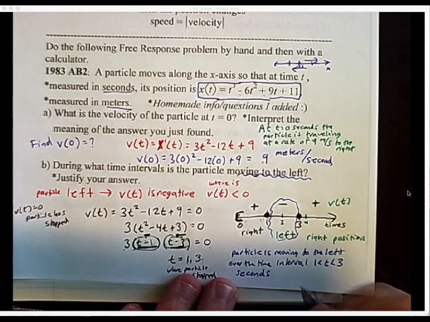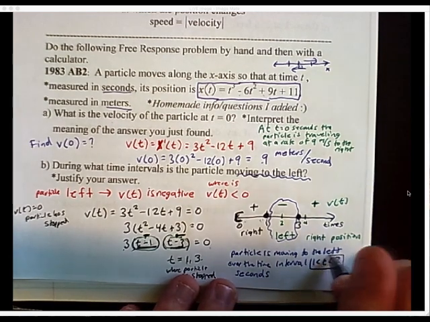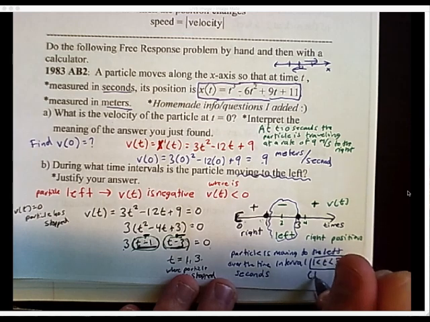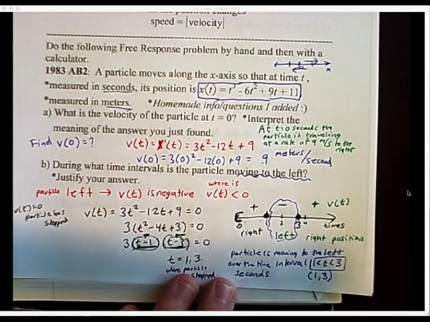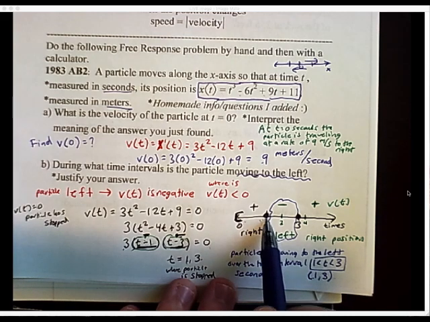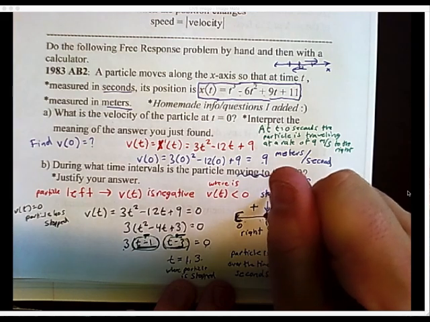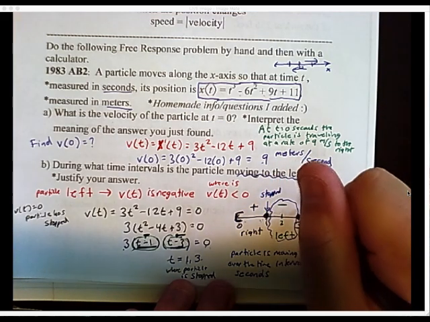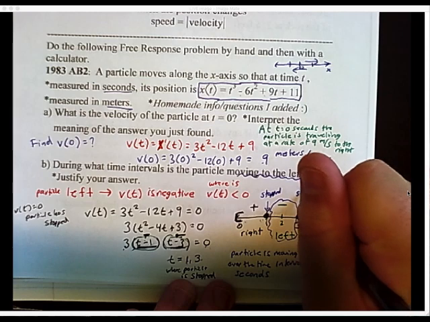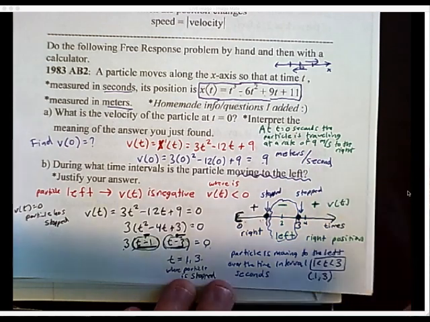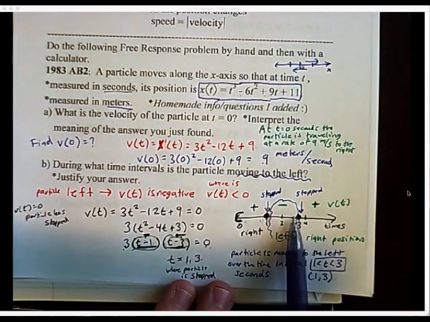You can write it as an inequality, or you could have written it with interval notation. Open parentheses. Why are these not brackets? Because at 1, the velocity is 0. So at this exact moment, the particle is stopped. It's not moving anywhere. So we don't want to include the values of 1 and 3, but it's everything in between 1 and 3.